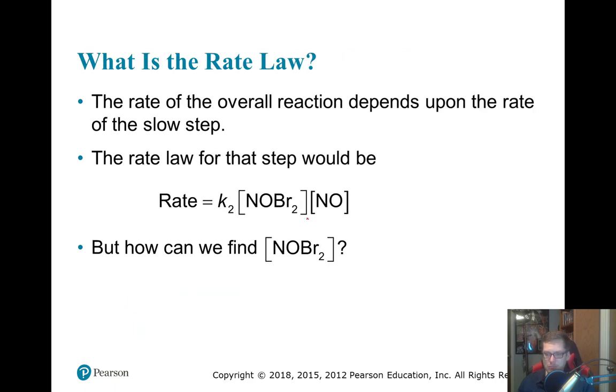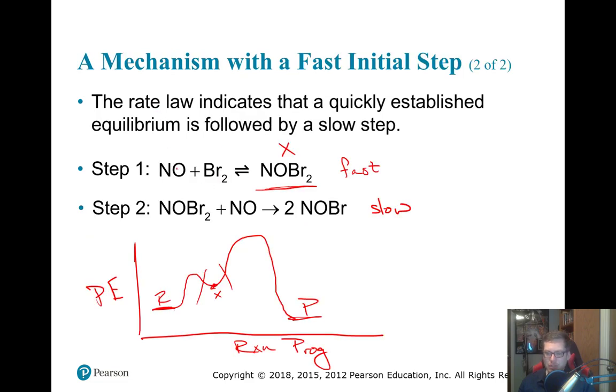Again, we could add these steps up and figure out whether or not they actually make the overall reaction. I'll let you do that on your own.